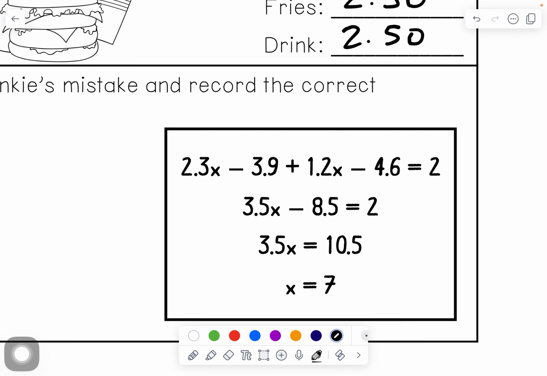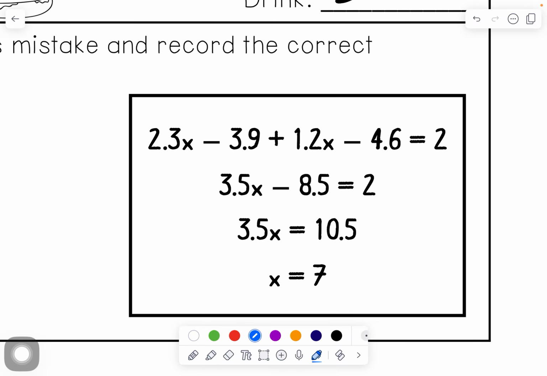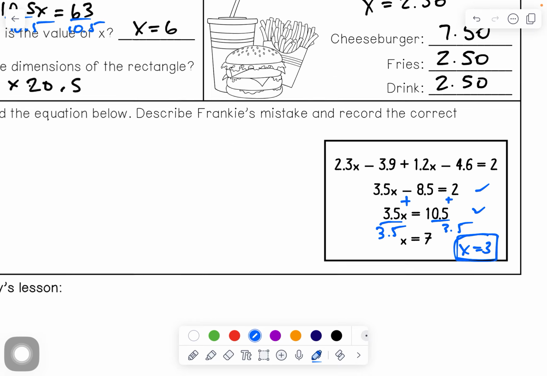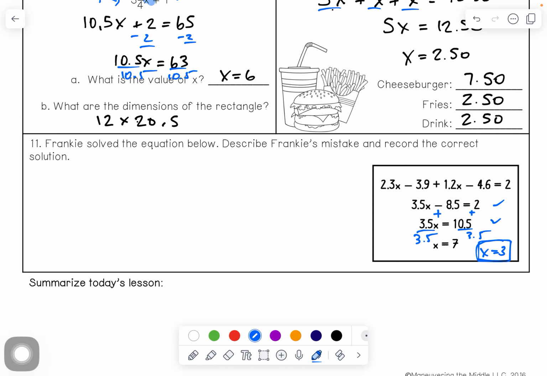Second step here, if we add 8.5 to both sides, we get 10.5, so that step's okay. So then how do we get 7? Well, let's double check. Does 10.5 divided by 3.5 equal 7? Because they should have divided. So 10.5 divided by 3.5 gives us 3. So it looks like Frankie subtracted in that last step. That was the same mistake from yesterday's problem. Once you're all finished here, go ahead and work on the homework for this particular lesson.